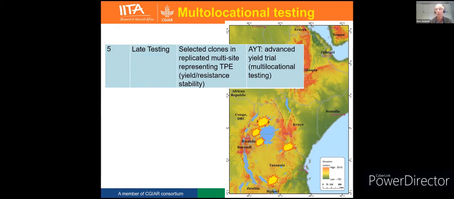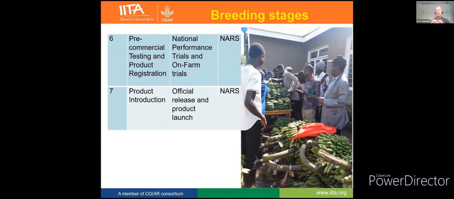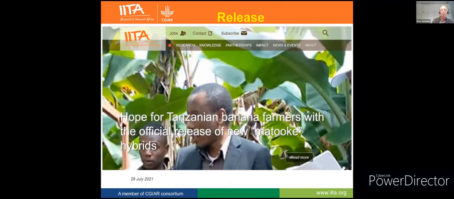The results of 5 years of testing of those hybrids, in the end, result in the identification of varieties which can go to the farmers. And this is done by national programs. And Mary will talk about that later, but that is out of the hands of the breeders. Then the hybrids which have been selected will be released by the national authorities. And I'm happy to show you here that in July of this year, the Tanzanian government released the products from the NARO-IITA breeding program for the farmers in Tanzania.